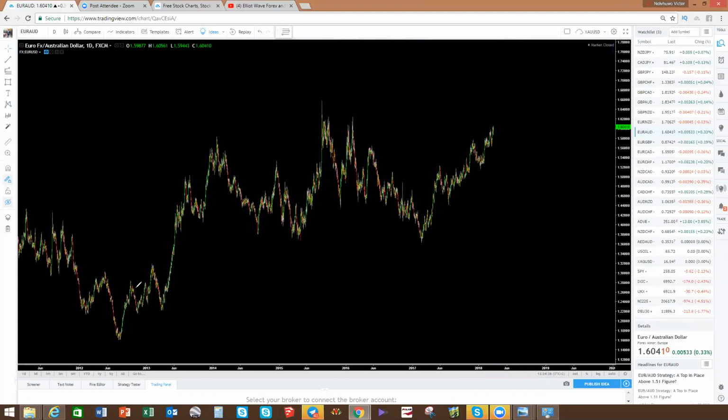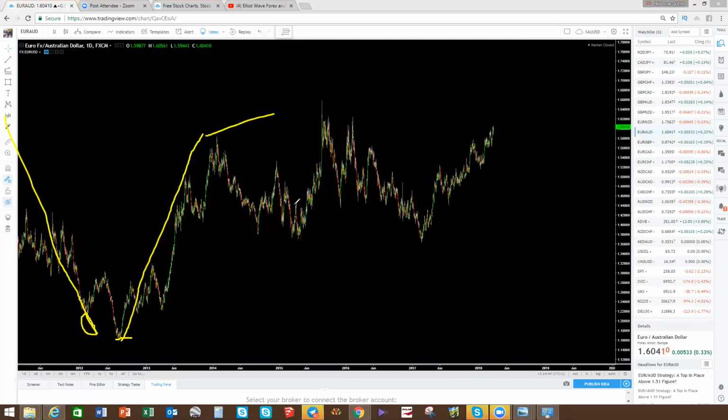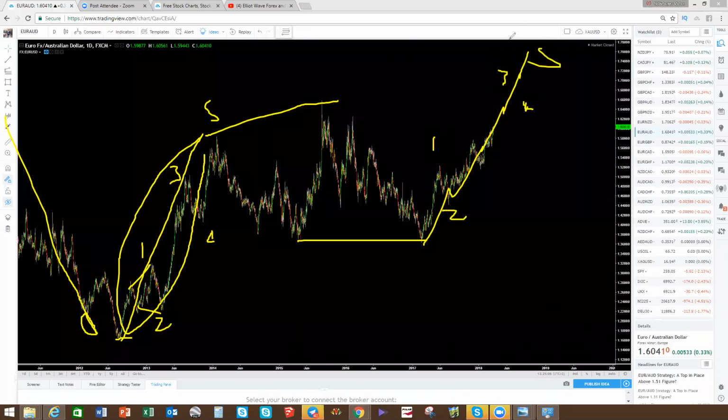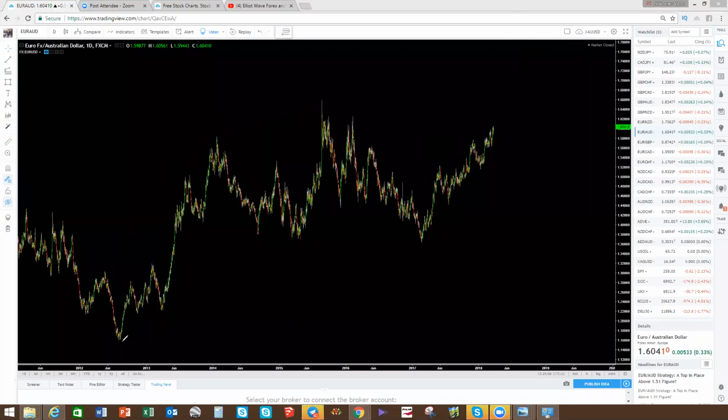You've got a big parabolic move to the downside, swing low, impulse up, correction. So we are looking for this move to be similar to that. See, so we've got this one as a 1, 2, 3, 4, 5. So we're looking for this to be 1, 2, and then we're going to go for 3, 4, 5 as well. Let's clear it and draw it nicely.